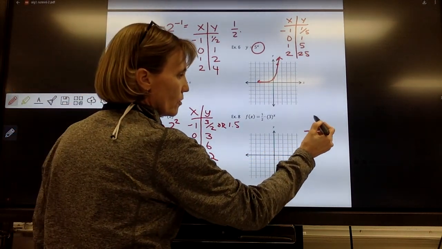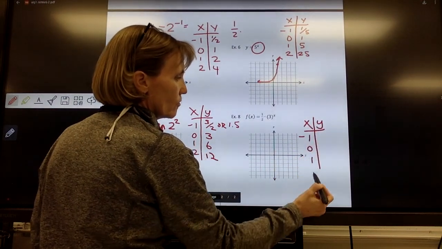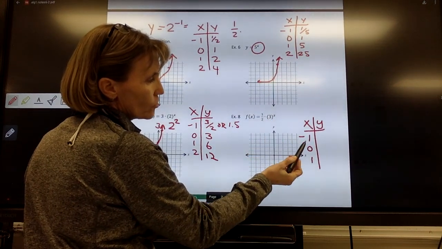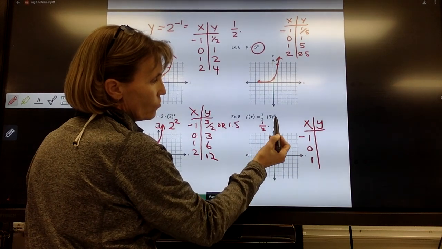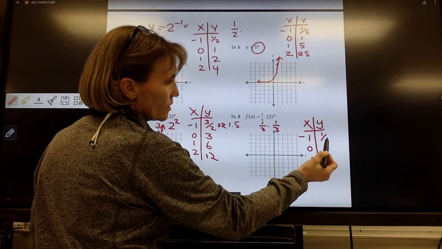Okay, you can do the same thing over here. You can make a table of values. I'm going to put values in for x. 3 to the negative first. I always evaluate the exponent first. So I'm going to have 1/2 times, if I put a negative 1 in there, that's going to be 1 over 3 to the first. That's going to be a fraction of 1/6.